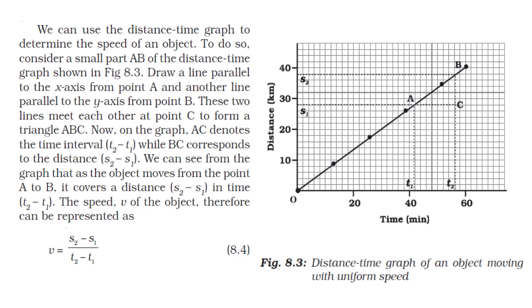Next is the importance of this graph. As shown in this distance time graph, just focus on the straight line where I showed you two points, point A and point B. From point B you draw a line parallel to the distance axis downwards toward the time axis, and from point A draw a line towards C parallel to the time axis. These lines intersect each other at point C, forming a right angle triangle.